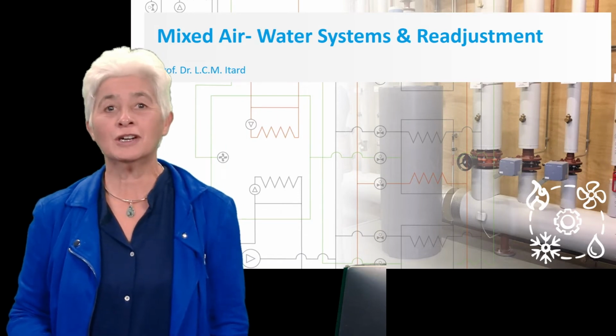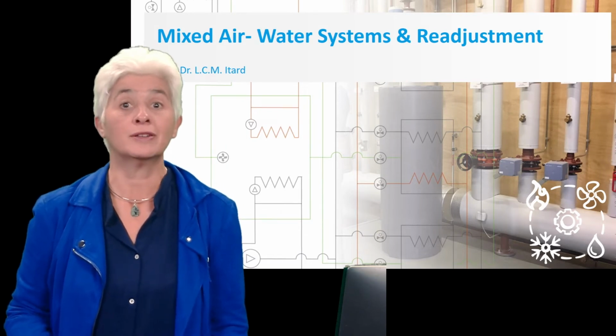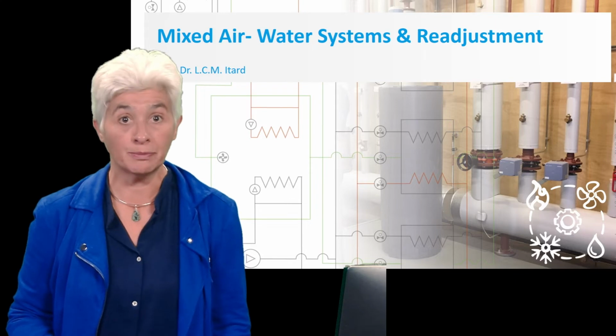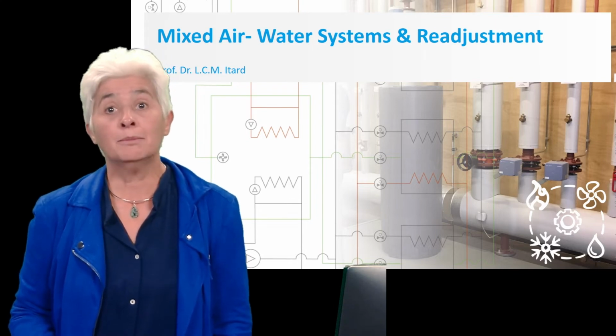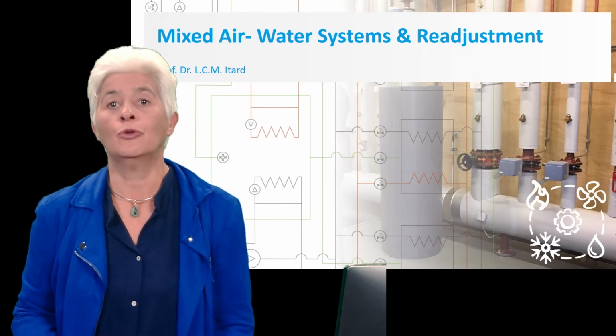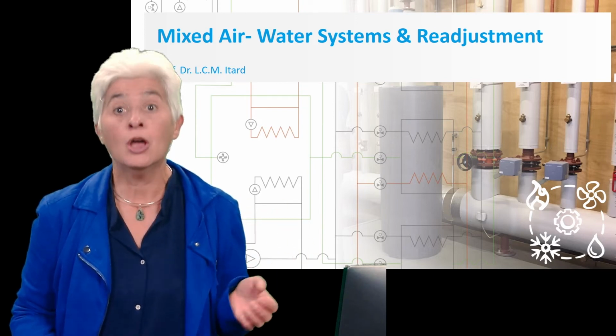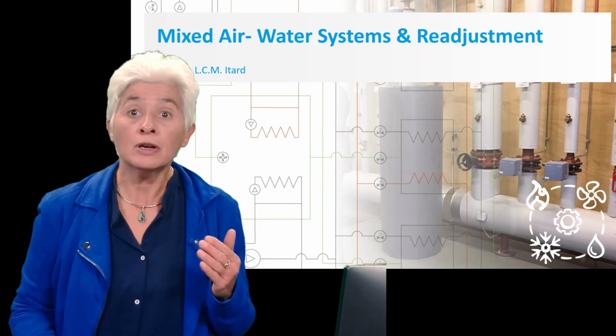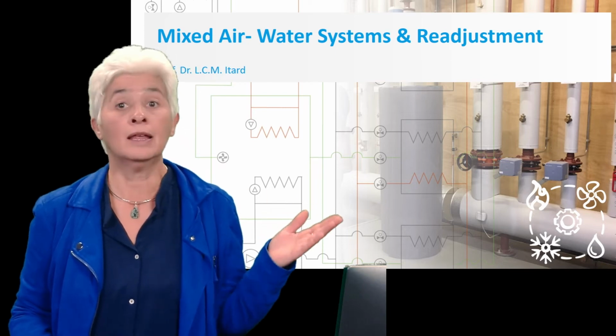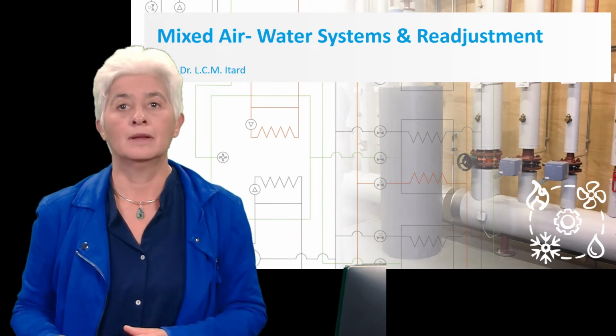Welcome to this lecture about mixed air-water systems and readjustment. Readjusting means providing an additional way of controlling a room temperature at room level, opposite to controlling it solely in a central way, like in an air handling unit.